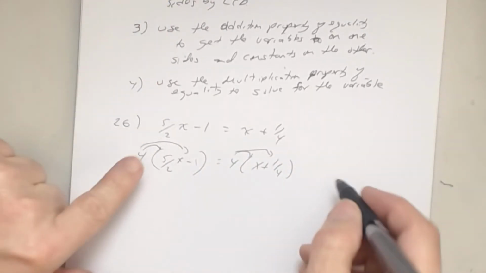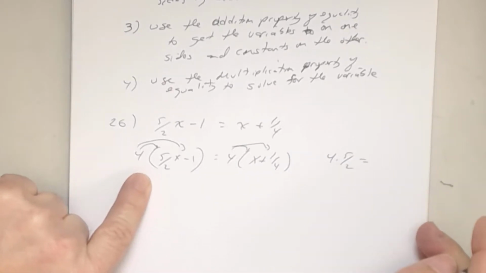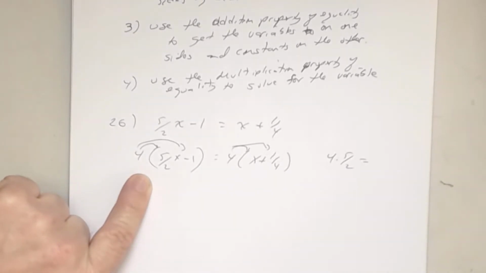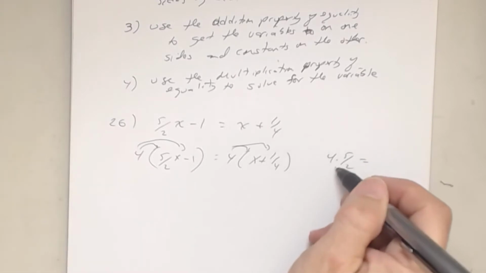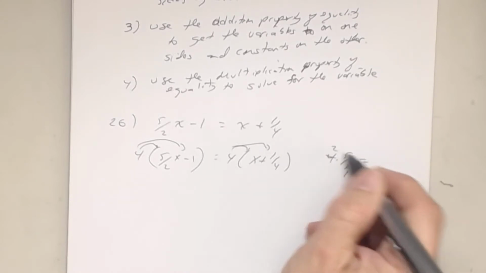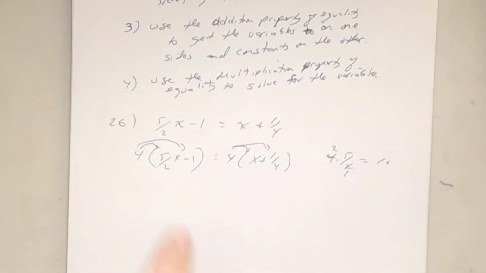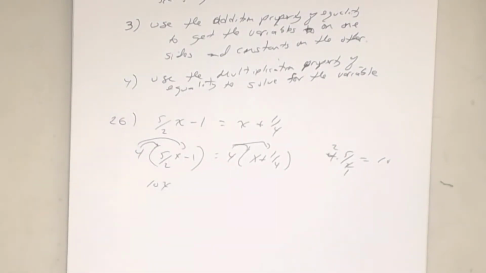All right. So what is 4 times 5 halves? Let's say it again. 10. 4 times 5 halves is 10, right? You can say 4 times 5 is 20, and 20 divided by 2 is what? 10. Or you can reduce first. 2 into 2 is 1, 2 into 4 is 2, and 2 times 5 is 10. So what is 4 times 5 halves x? 10x. Notice I don't have any fractions in that first term anymore.